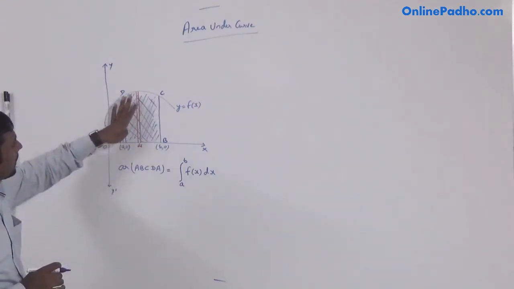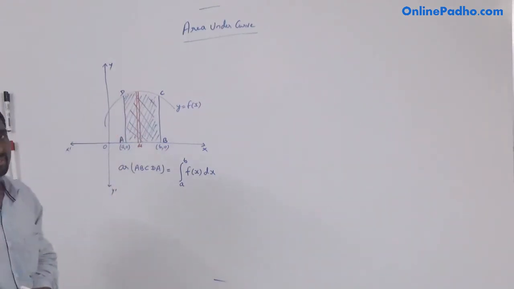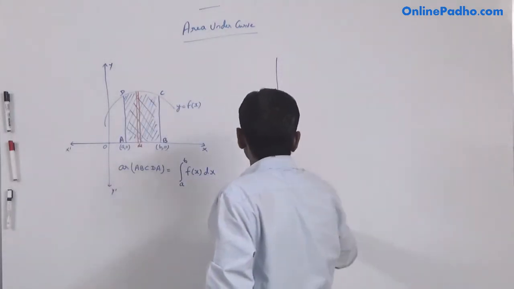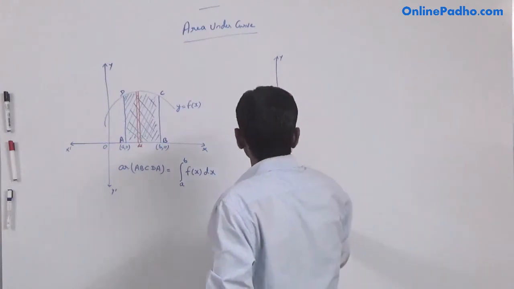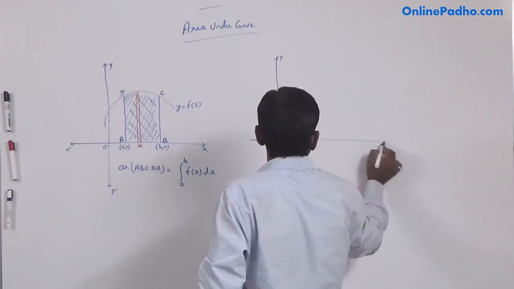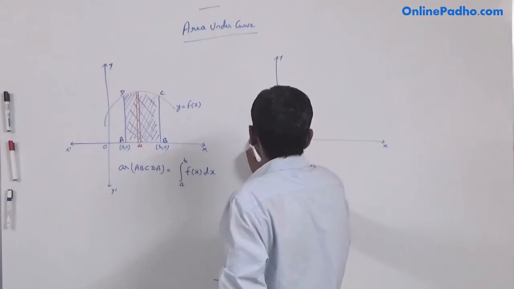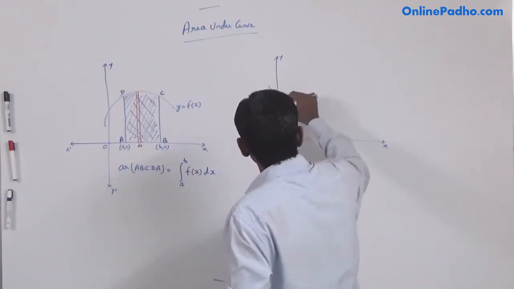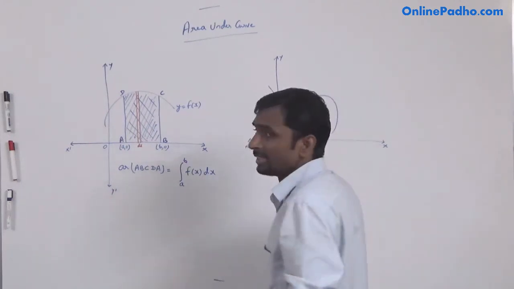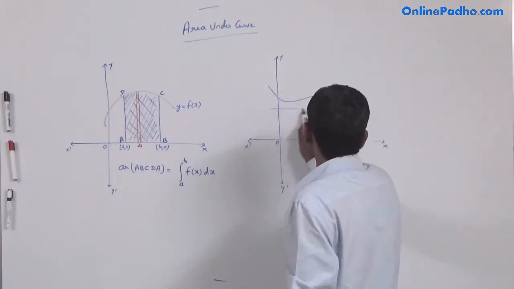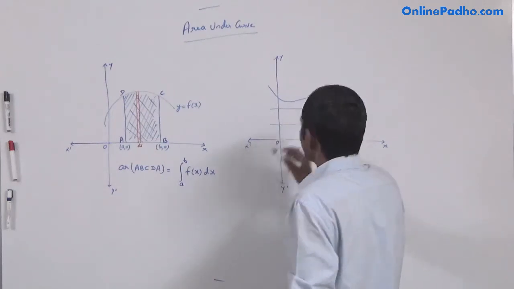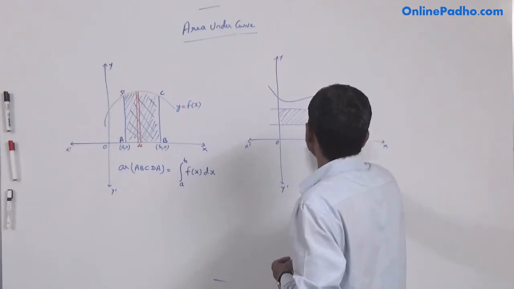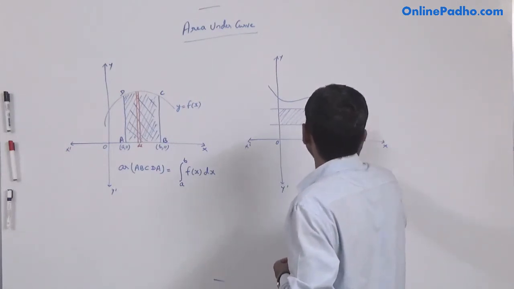Now this curve is lying on the x-axis. This area is attached with the x-axis. But if any question, let us see. If we have a coordinate axis and we have a curve like this one, then the question is, how can you find the area of this part?